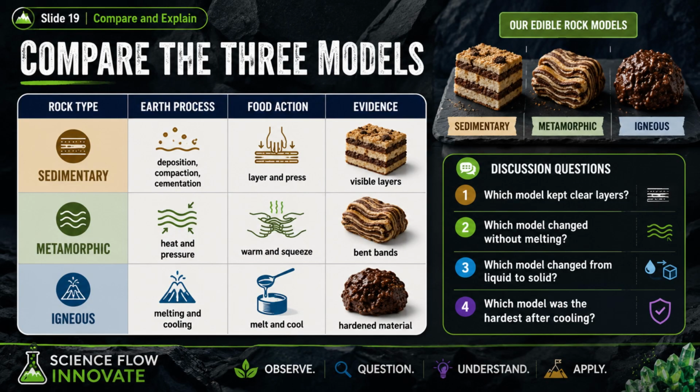Now compare all 3 edible rock models. The sedimentary model was made by layering, cementing, and pressing. The metamorphic model changed through heat and pressure without melting. The igneous model was melted and then cooled until it became solid. Look for visible evidence in each model. Discussion questions: which model has clear layers? Which model has bent or stretched bands? Which model changed from soft or liquid to solid?